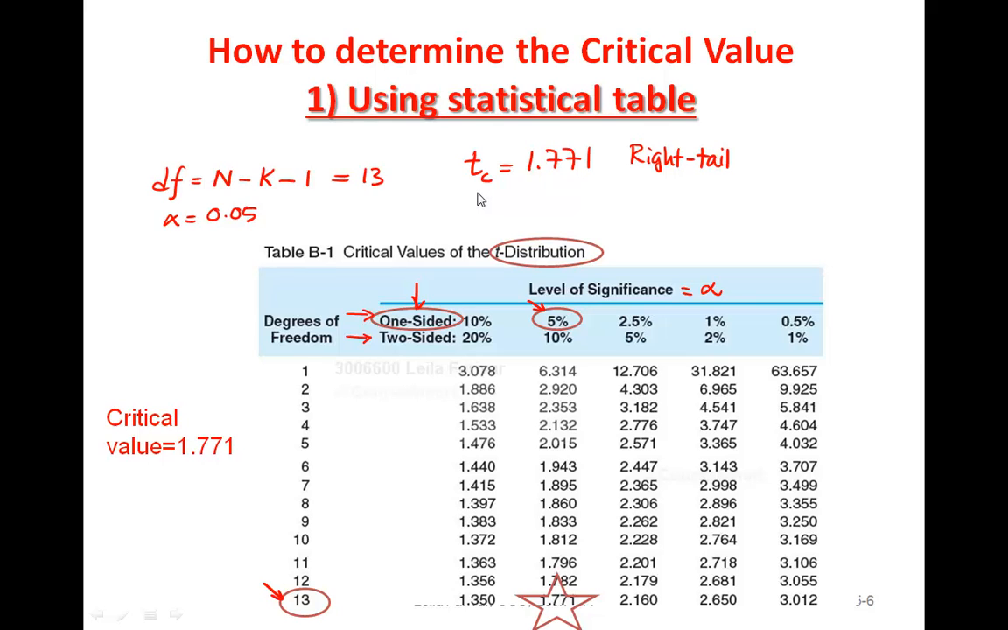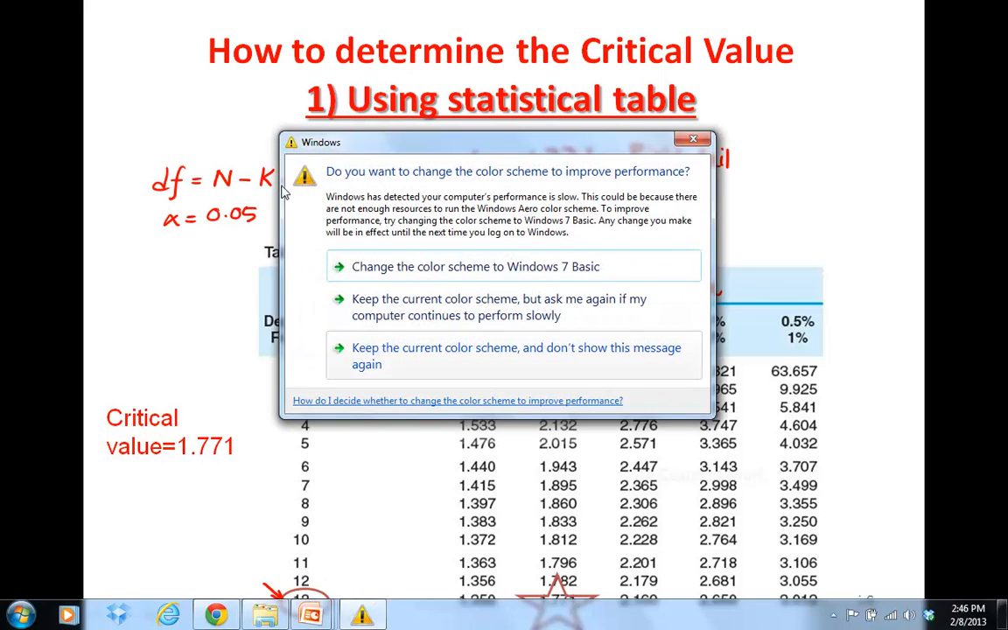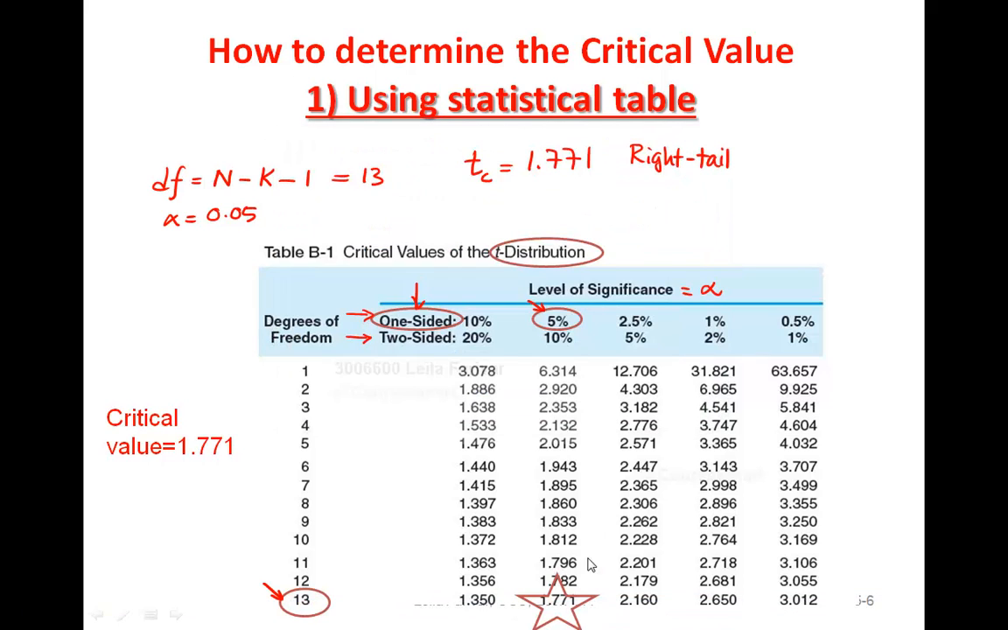For the left tail hypothesis, again, it's a one-sided test, so we are still here. The level of significance is also 5%. The degree of freedom is also 13. Therefore, the number that we find from the table would be again 1.771, but this time it's a negative number because we know that the rejection region is in the left tail, and anything in the left tail is a negative value. So the critical value for our left tail test is negative 1.771.